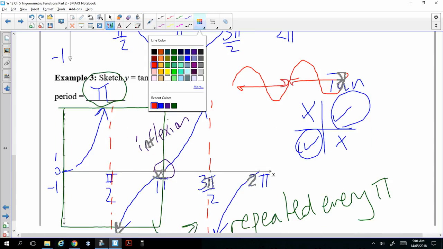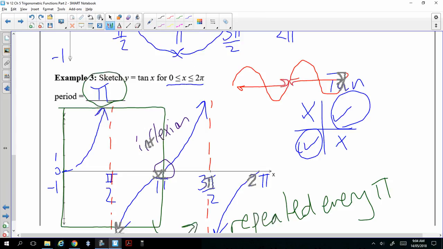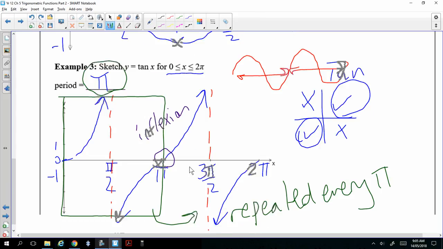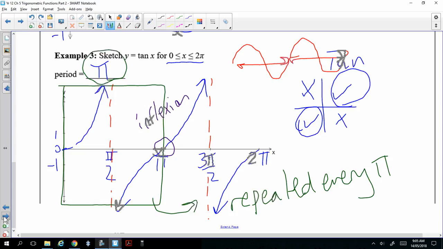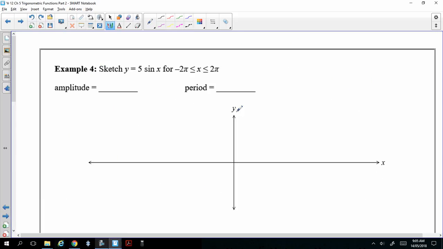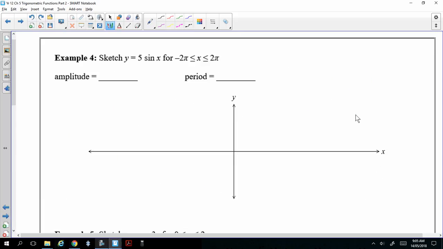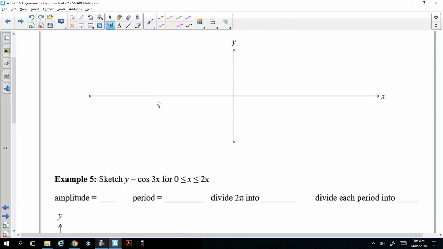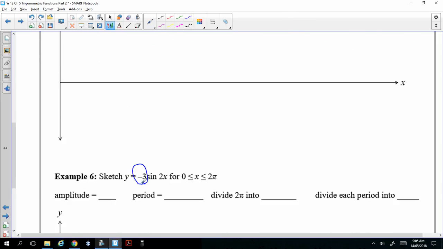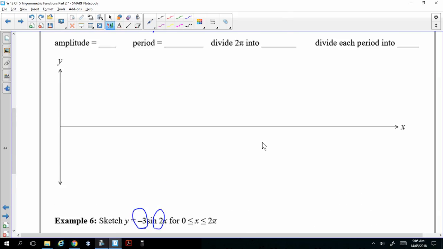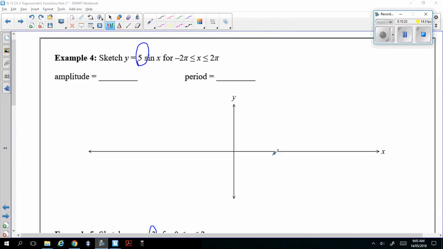Okay, now let's move on. Okay, we'll go to the next one. Now we'll look at some transformations. We're going to look at the effect of having a number in front of sine, or having a number in front of x, or having everything together. Okay? So every time you do a question, you're going to fill out this information about the amplitude and the period. And the amplitude is 5, right? This amplitude is 5. And the period for this one, because it's 1, you just write 2 pi.